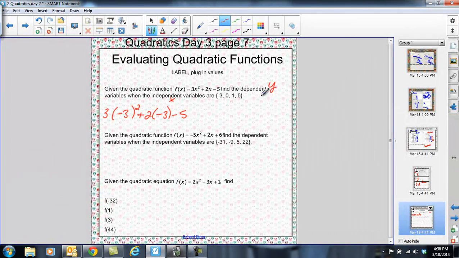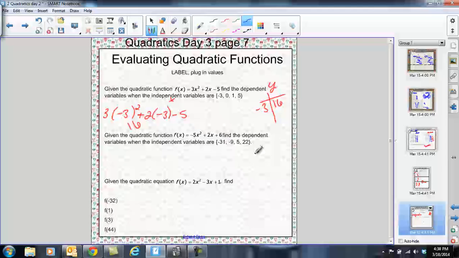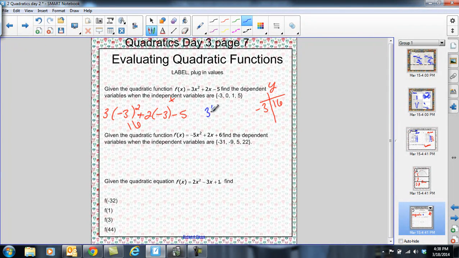When x equals negative 3, I'm going to put that in a table. Then y equals 16. So my answer for that one is 16. And so I would do it again. If I want to do it for 0, I'm going to do the same thing, but plug in a 0. So I'm going to do 3 times 0 squared plus 2 times 0 minus 5.